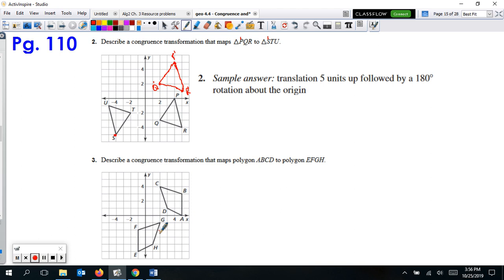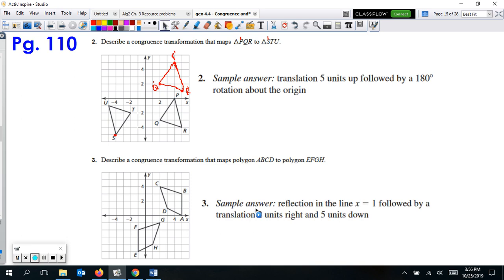All right, so hopefully you thought about number 3, and you now just check in to see if yours is along the same lines as me and what the book says here. Again, it's a sample answer, so you could have had a different way of doing it. So this sample answer says a reflection in line x equals 1, followed by a translation 2 units right and 5 units down. So the reflection in this line x equals 1.